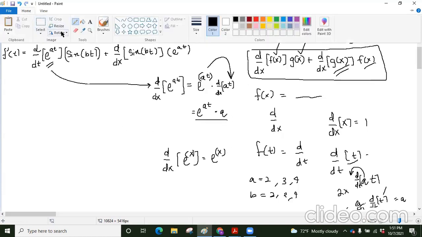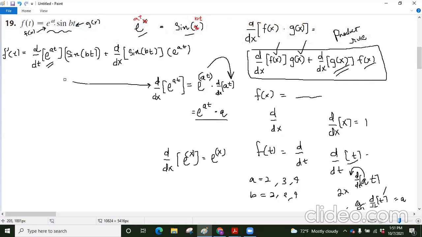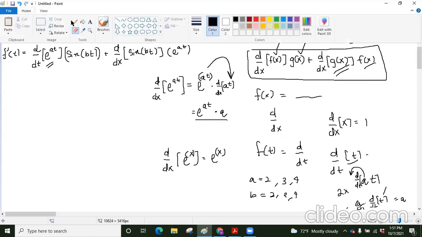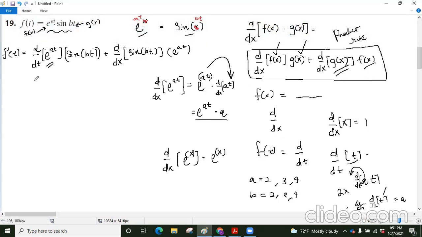Which means I can now go back here before I digress. I can go back here and say that the derivative of e to the at is in fact just a e to the at, or e to the at times a. It doesn't really make a difference. And we're going to multiply by sine of bt, correct? And then we do the same thing here, except now we're finding the derivative of sine of bt and multiplying by e to the at.